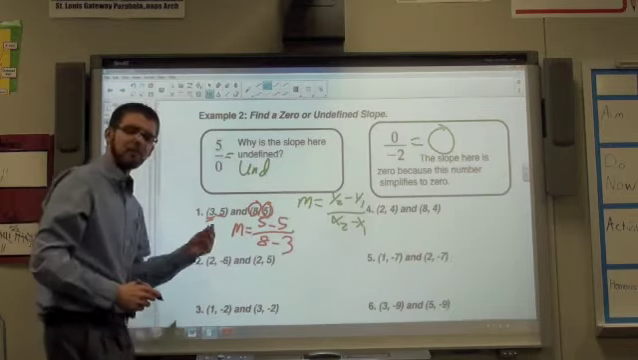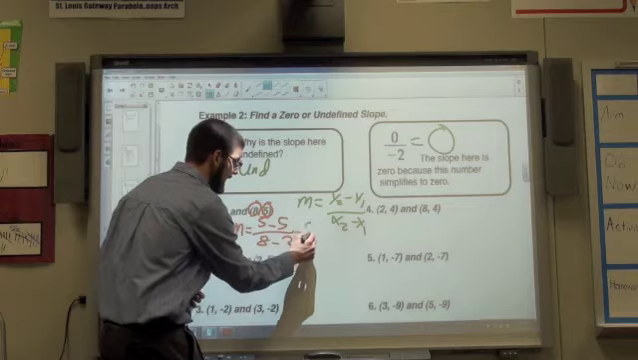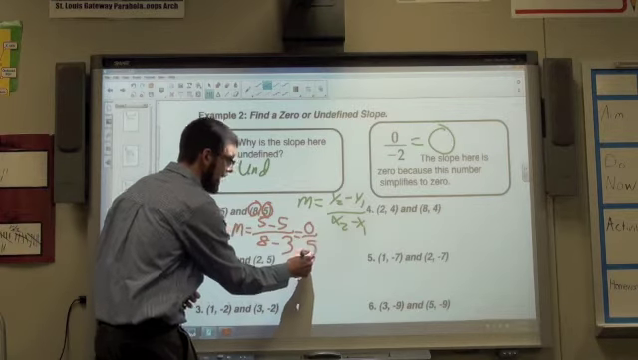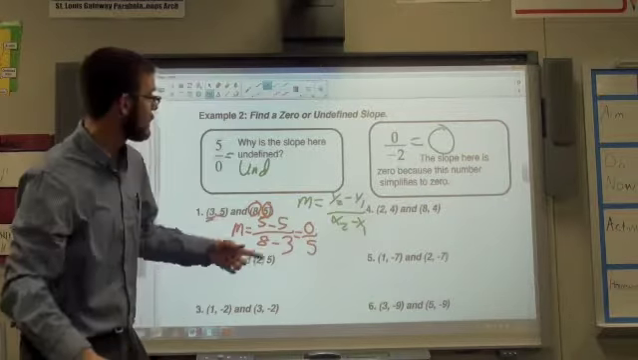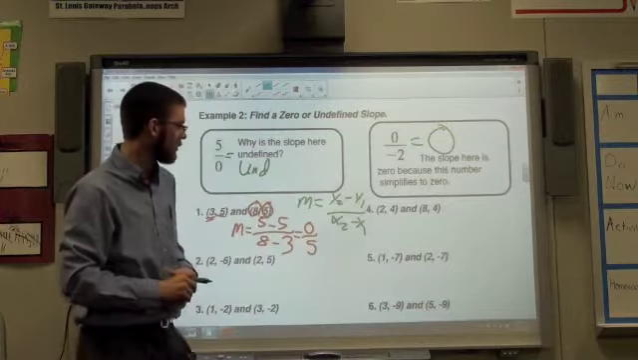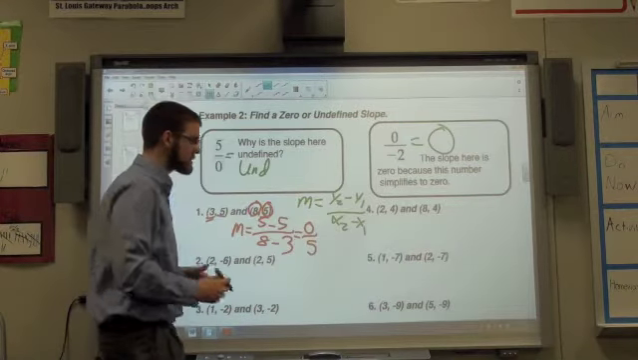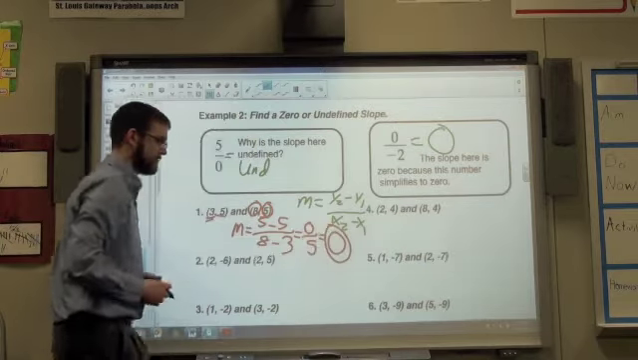When I simplify here, 5 minus 5 gives me 0, and 8 minus 3 gives me 5. So my slope is 0 divided by 5. Remember, like we just did above, 0 divided by anything gives us 0. So my slope in this first example is going to be 0.